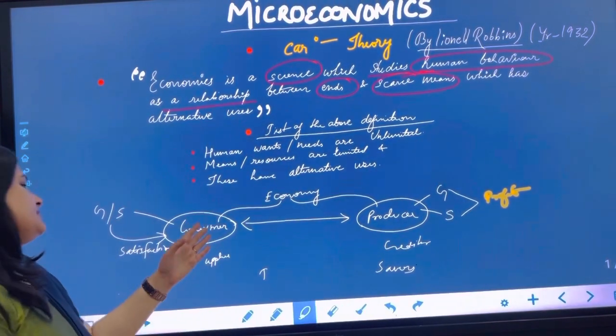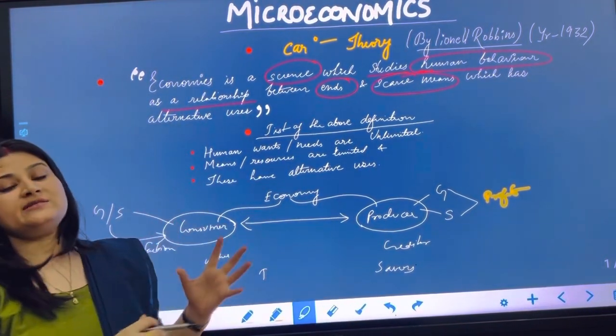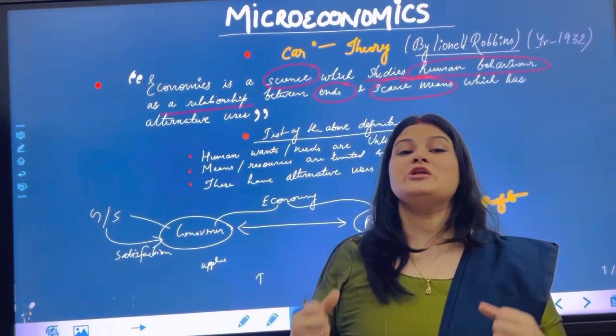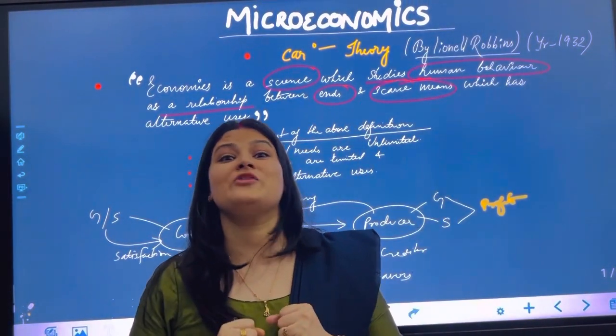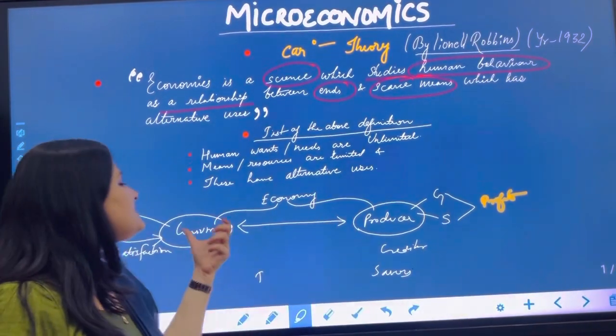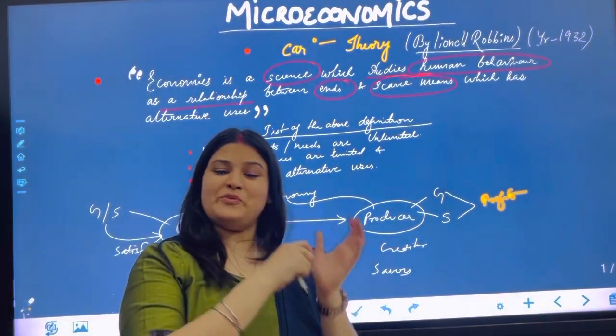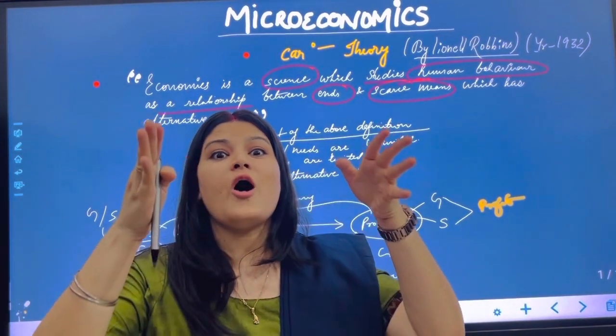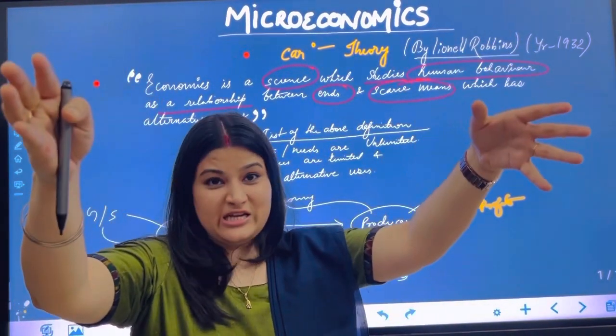In the same manner, the consumer wants goods and services, and for consuming various goods and services, the consumer also needs to have a sufficient amount of income. So in both cases, we can say that people have limited resources as compared to their wants, as compared to their needs. Okay?